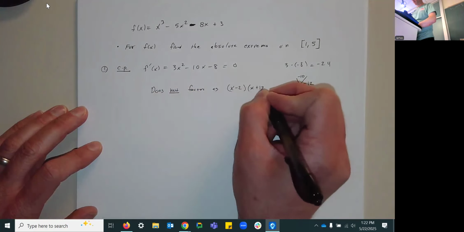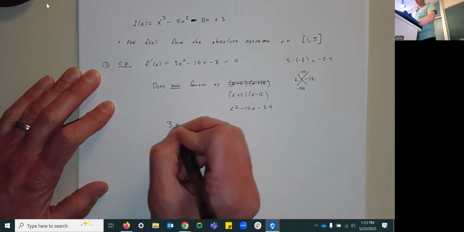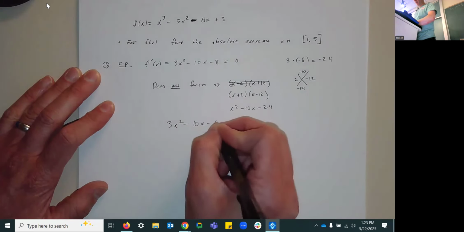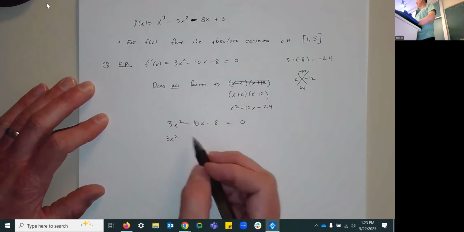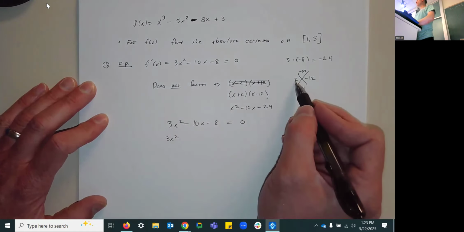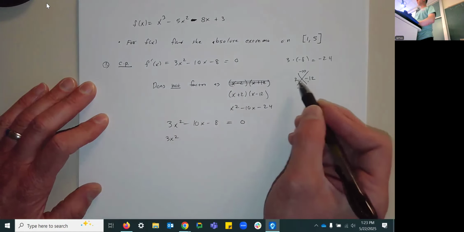So what did we do with the 2 and the negative 12? This is where I always used to really struggle with this. So there's a few ways to do this. Here's what I prefer. I'm going to rewrite 3x squared minus 10x minus 8 equal to 0 as 3x squared, and then the minus 10x we're going to write as minus 12x plus 2x. It doesn't matter which order you pick. So that negative 10x is negative 12x plus 2x minus 8. And now this 4-term thing can be factored via grouping.